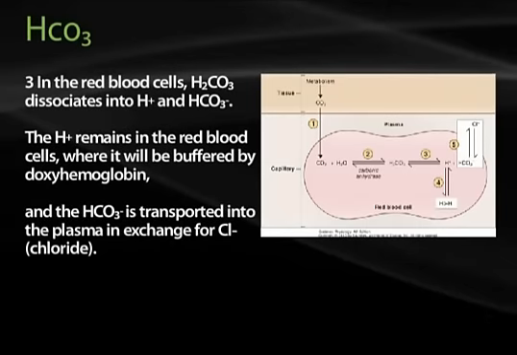Step 3. H2CO3 dissociates into hydrogen ions and bicarb anions. The H plus remains in the red blood cells where it's buffered by deoxyhemoglobin, and the bicarb is transported into the plasma in exchange for chloride.